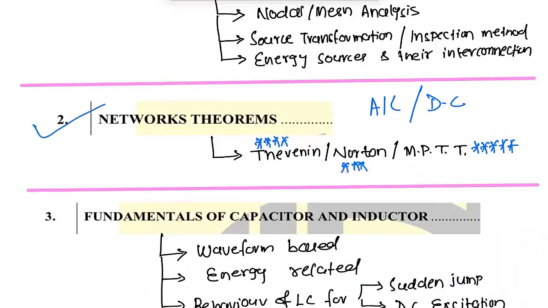There are other theorems also, students, like Millman's theorem, compensation theorem, and substitution theorem. There are another 4 to 5 theorems like this, but questions from those theorems are almost nil, I can say. So you focus on these theorems for both AC and DC.